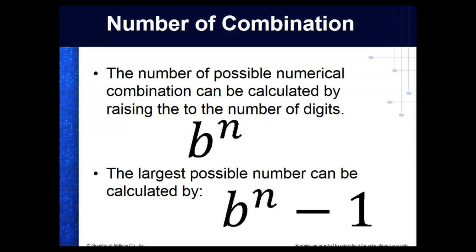We looked at this. The number of combinations is the base raised to the number of digits. The biggest number you can represent is the base to the n minus 1, because the number of combinations includes 0. So if I ask how many numerical combinations I can represent with 1 digit of base 10, that's 10 raised to the first, which gives me 10 combinations: 0, 1, 2, 3, 4, 5, 6, 7, 8, 9. That's how many numerical combinations we can represent with each digit. What's the biggest number I can represent?